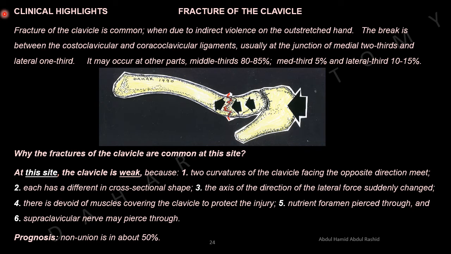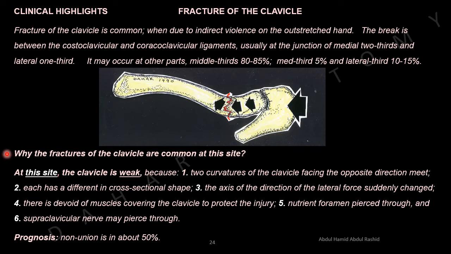Clinical highlights. Fracture of the clavicle. Fracture of the clavicle is common due to indirect violence on the outstretched hand. The break is between the attachments of the costoclavicular and coracoclavicular ligaments, usually at the junction of the medial 2/3 and lateral 1/3. It may occur at other parts: middle third in 80 to 85%, medial third in about 5%, and lateral third in 10 to 15%.